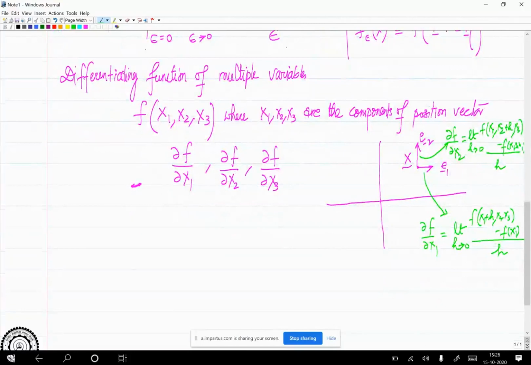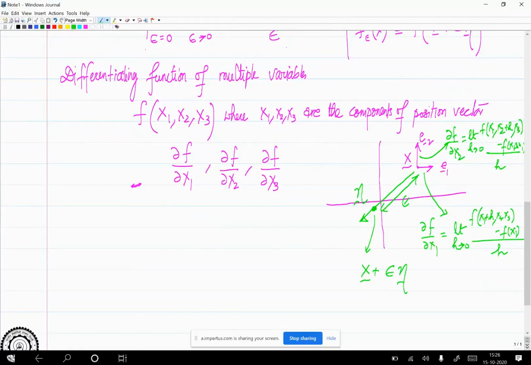You don't have to go just along E1, E2, E3. You can in fact go in an arbitrary direction. Let us say you think of it as eta. So any point here you can define as x plus epsilon into eta, where epsilon is the distance in this direction and eta is the direction.